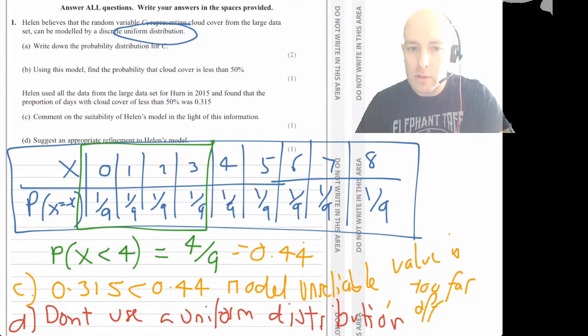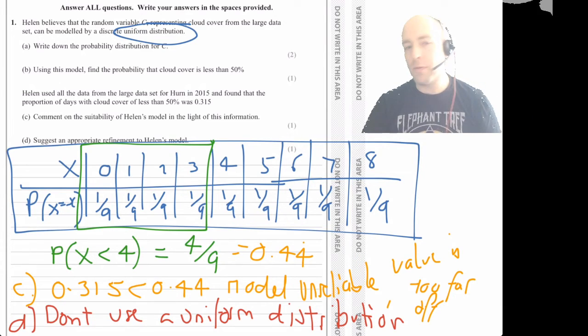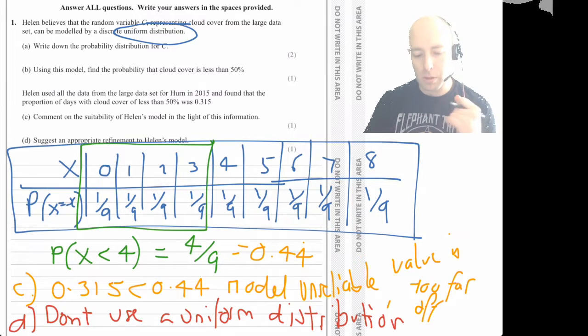So a binomial distribution could be better. A non-uniform distribution could be better. A continuous model would be better. Yeah, the other thing you could say is using data from more locations to create your model. But the main one is don't use a uniform distribution where the probabilities are the same for every outcome.